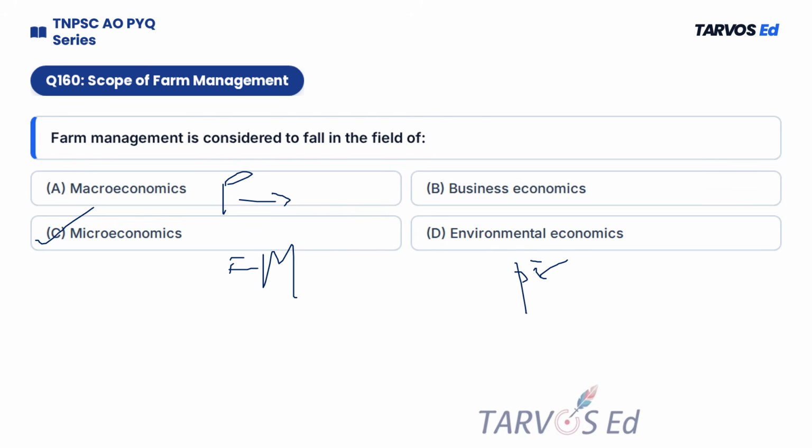So, production economics is an integral part of agricultural economics, but farm management is a part of production economics. Right? We'll move on to next question.